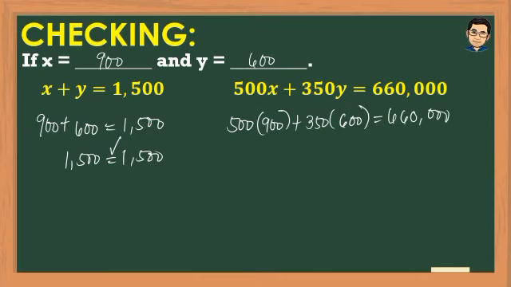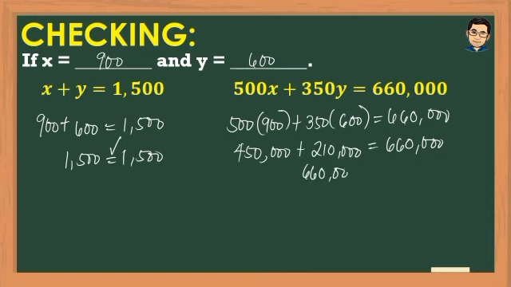500 times 900, that is 450,000 plus 350 times 600, that is 210,000 equals 660,000. So, kahit naman mas mahaba ang checking minsan, nakakasigurado ka naman na tama ang sagot. So 450,000 plus 210,000, that is 660,000 equals 660,000. So yung tip lang dito, it doesn't mean na nag-satisfy siya dun sa first equation, tama na rin sa second equation. Depende.